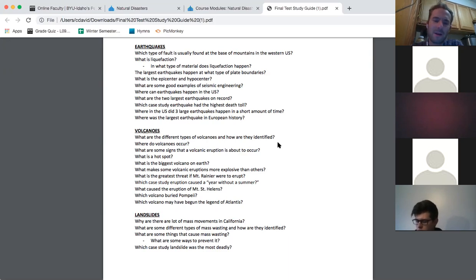Which case study earthquake had the highest death toll, and where in the U.S. 3 large earthquakes happened in a short amount of time. So that's not the Ridgecrest. Ridgecrest only had 2, first off, and also the Ridgecrest earthquake was so recent we didn't have time to put any material together for the class. And then the last one was, where was the largest earthquake in European history?